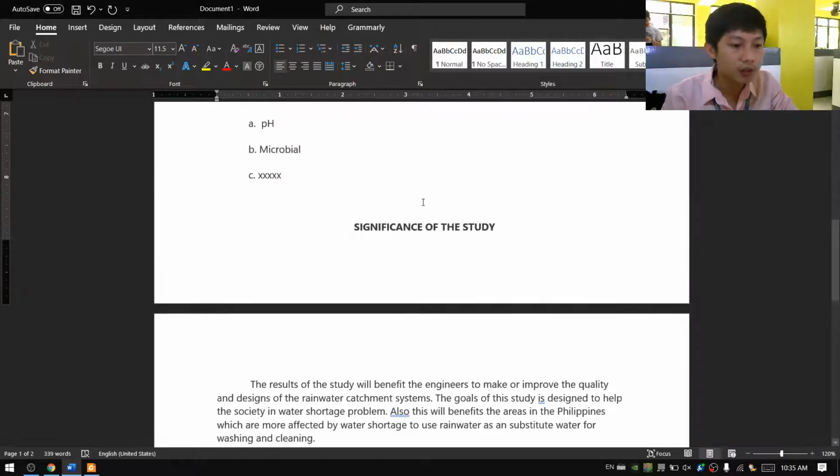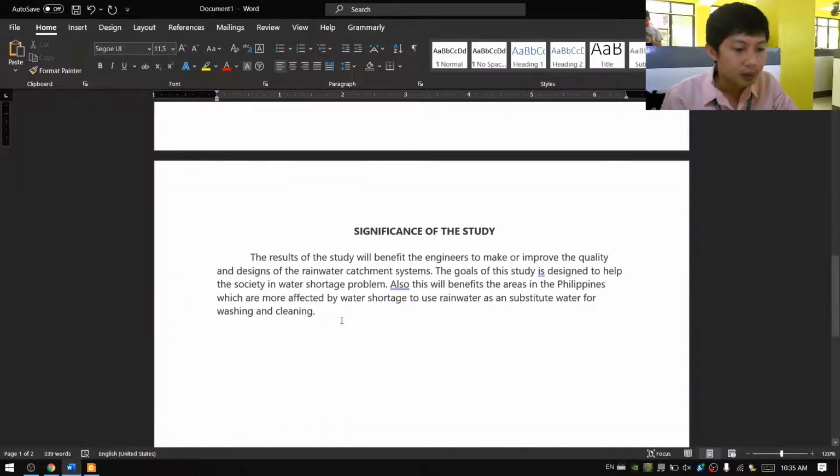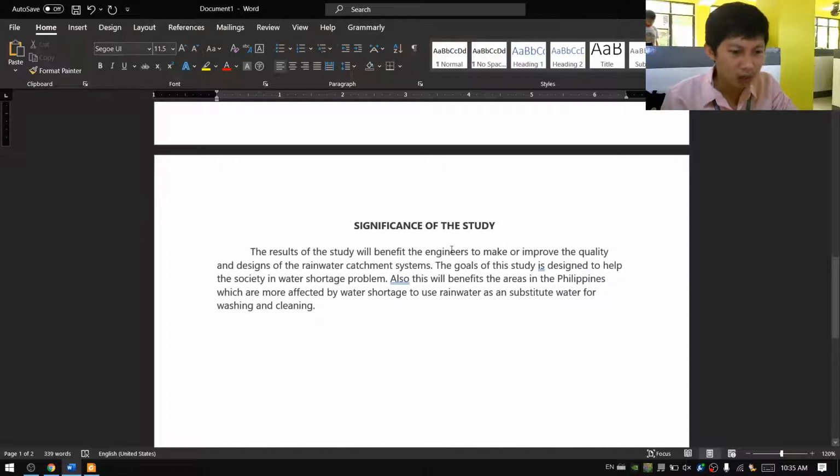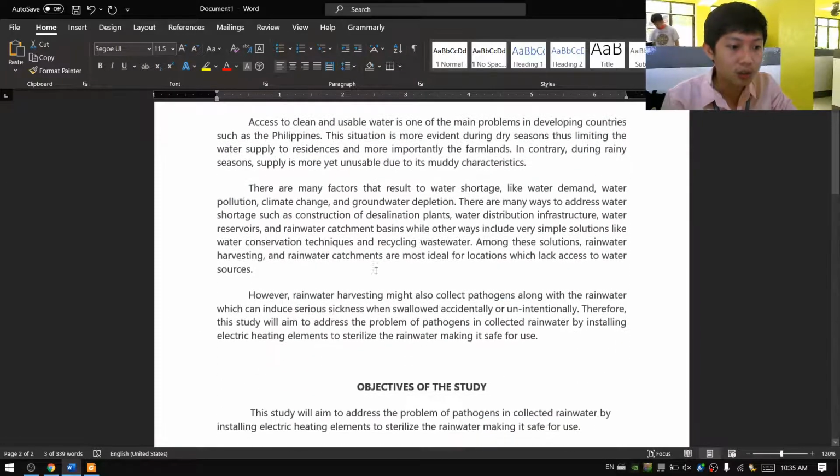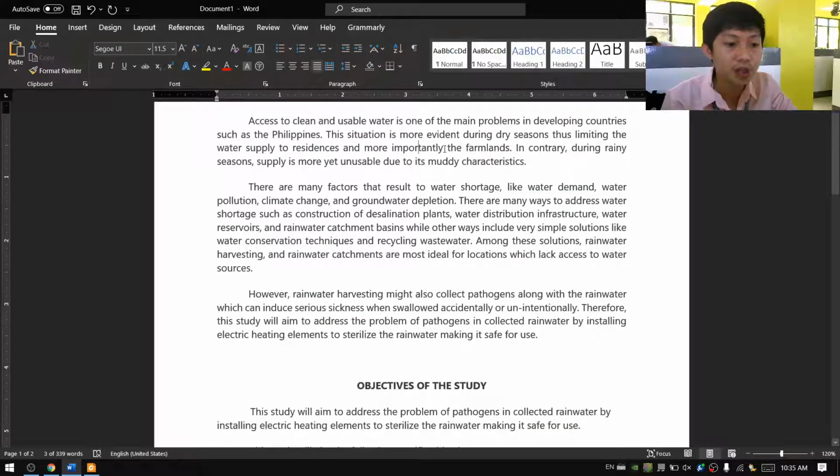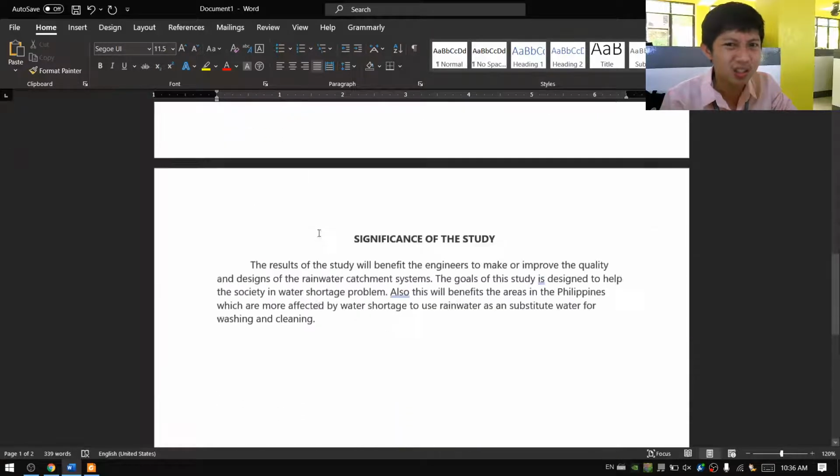Okay, so significance of the study. Results of the study will benefit, not benefit the engineers. Come on, it's not the engineers going to use. Who will use your system? Obviously, the people who will use your systems are from areas which lack supplies of water. Not engineers, duh.